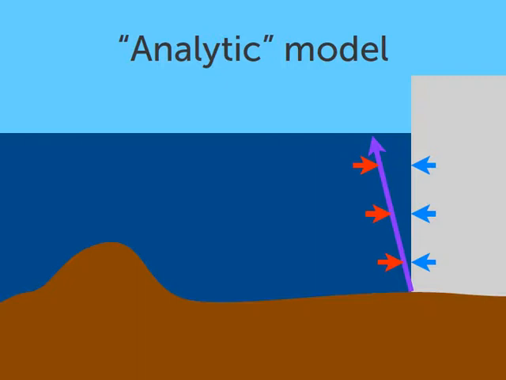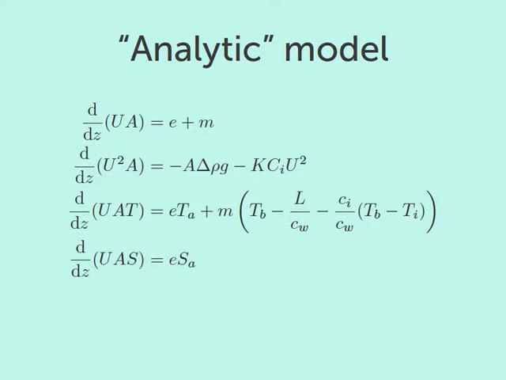Essentially the idea is that you have a flow moving upwards, which has a particular velocity, cross-sectional area, salinity and temperature at a particular height. You have water coming in from the outside, which is warm and salty, and water coming out from the ice, which is cold and fresh. And you can write down some equations for these.